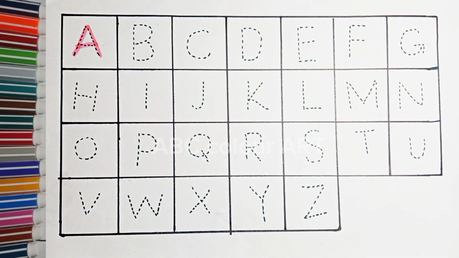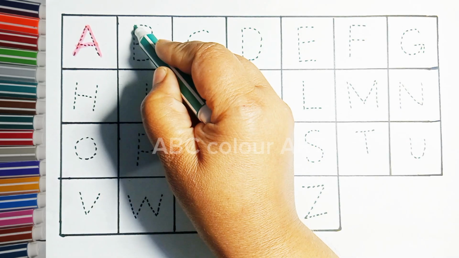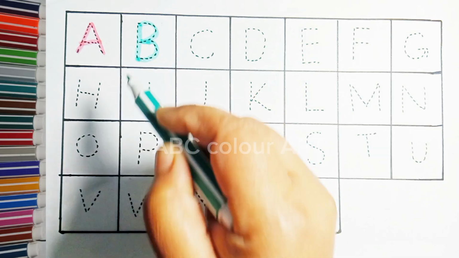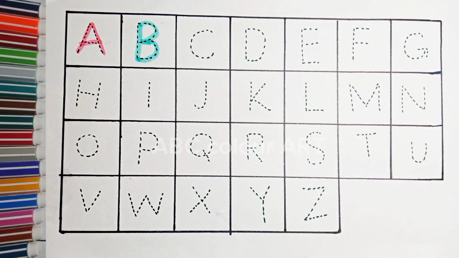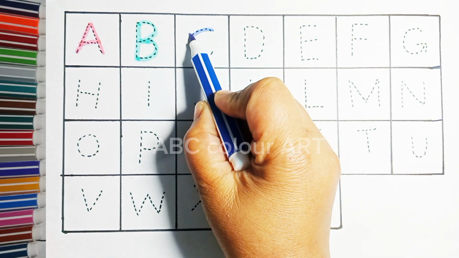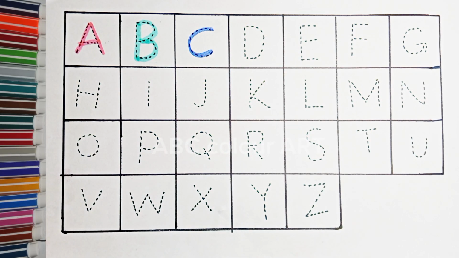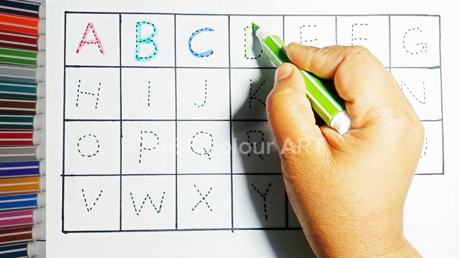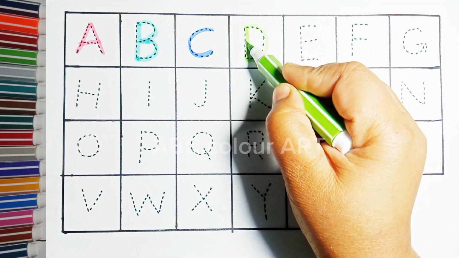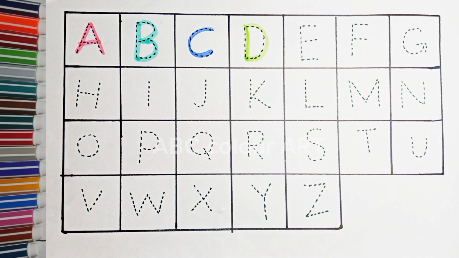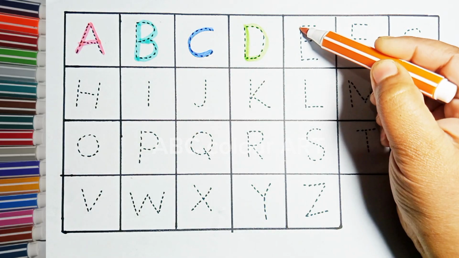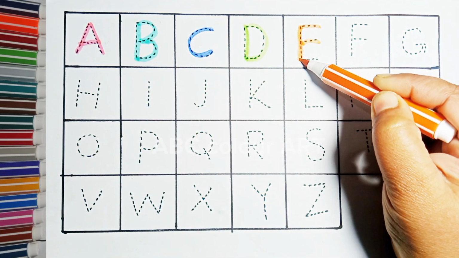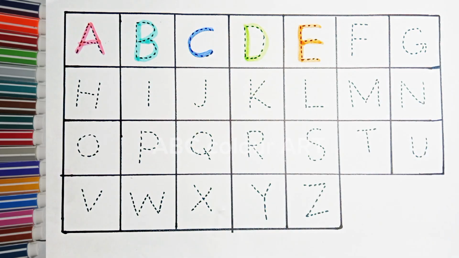A is for airplane. B is for butterfly. C is for car. D is for duck. E is for elephant.